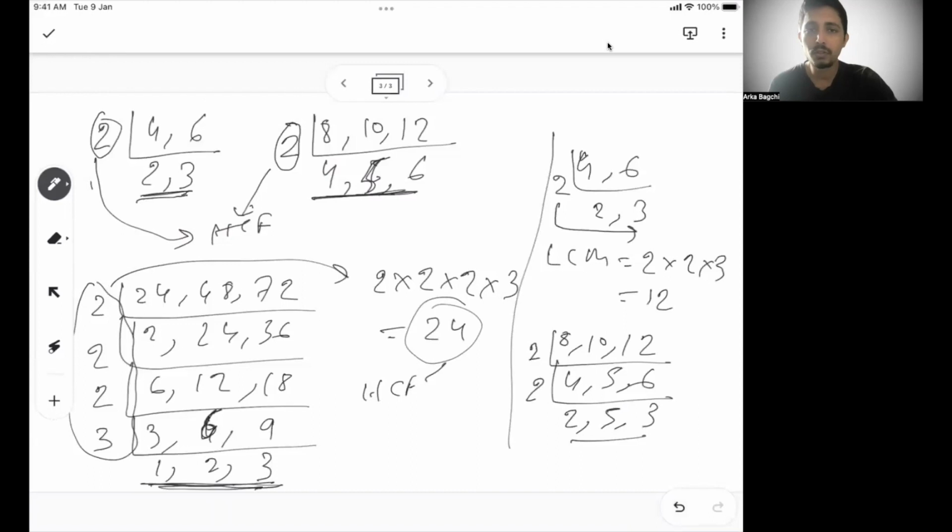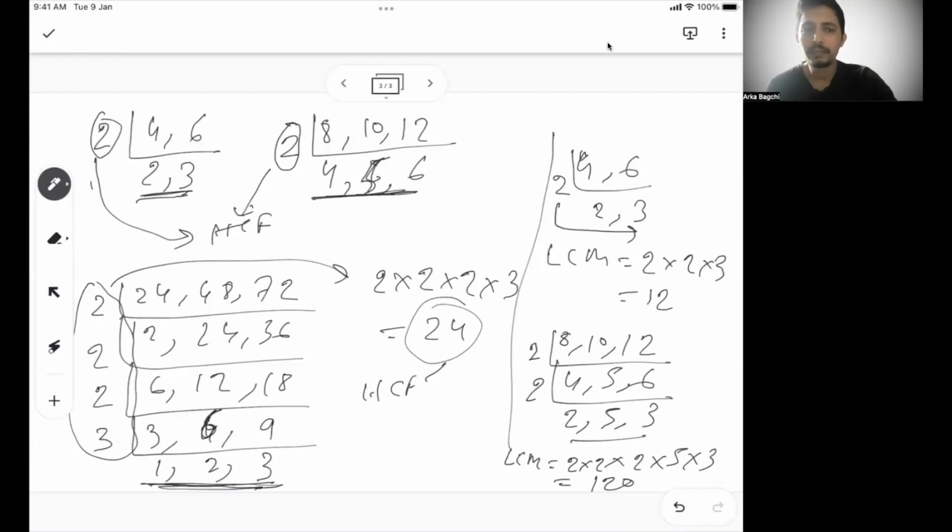Now 2, 3, and 5: there is no common factor between any of the 2. 2 and 3, there is no common factor. 3 and 5, there is no common factor. 2 and 5 also, there is no common factor. So even between any of the 2, there is no common factor. That's where you should stop. So now your LCM is 2 into 2 into 2 into 5 into 3. We'll get 120. So that's how you calculate LCM.